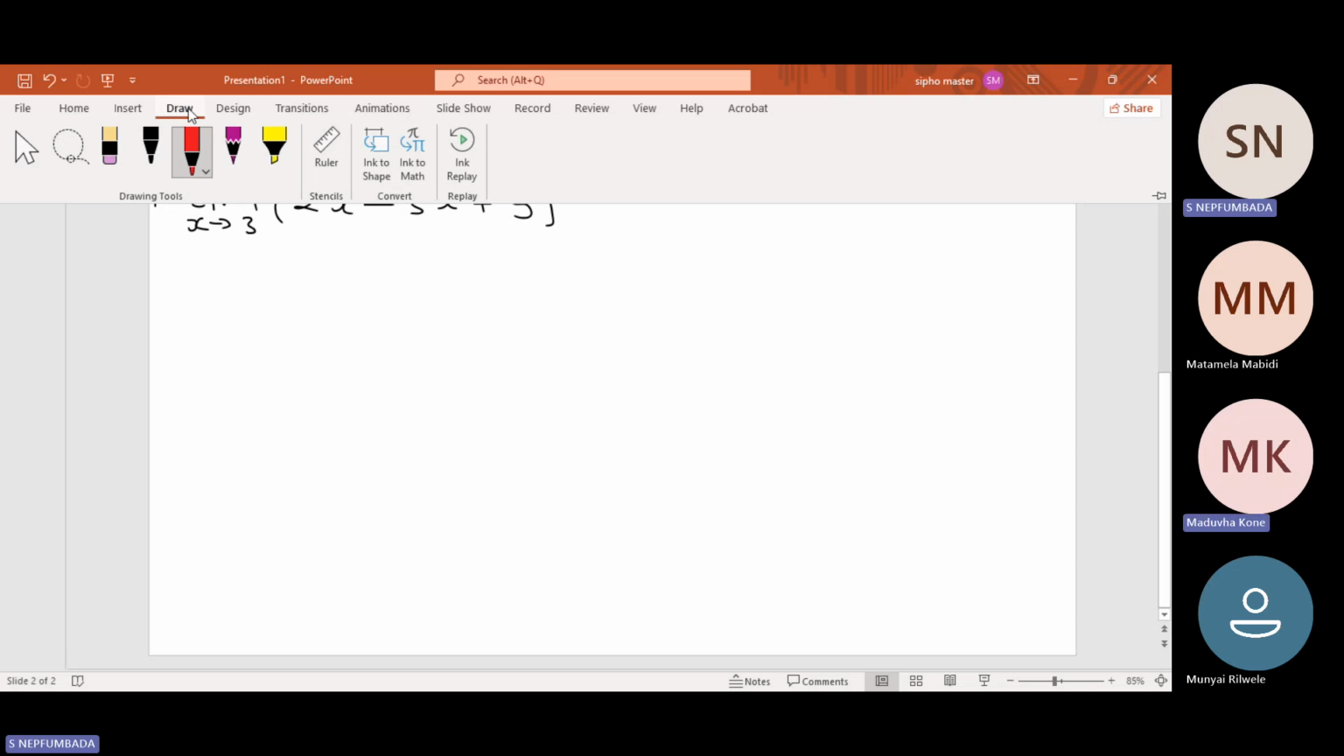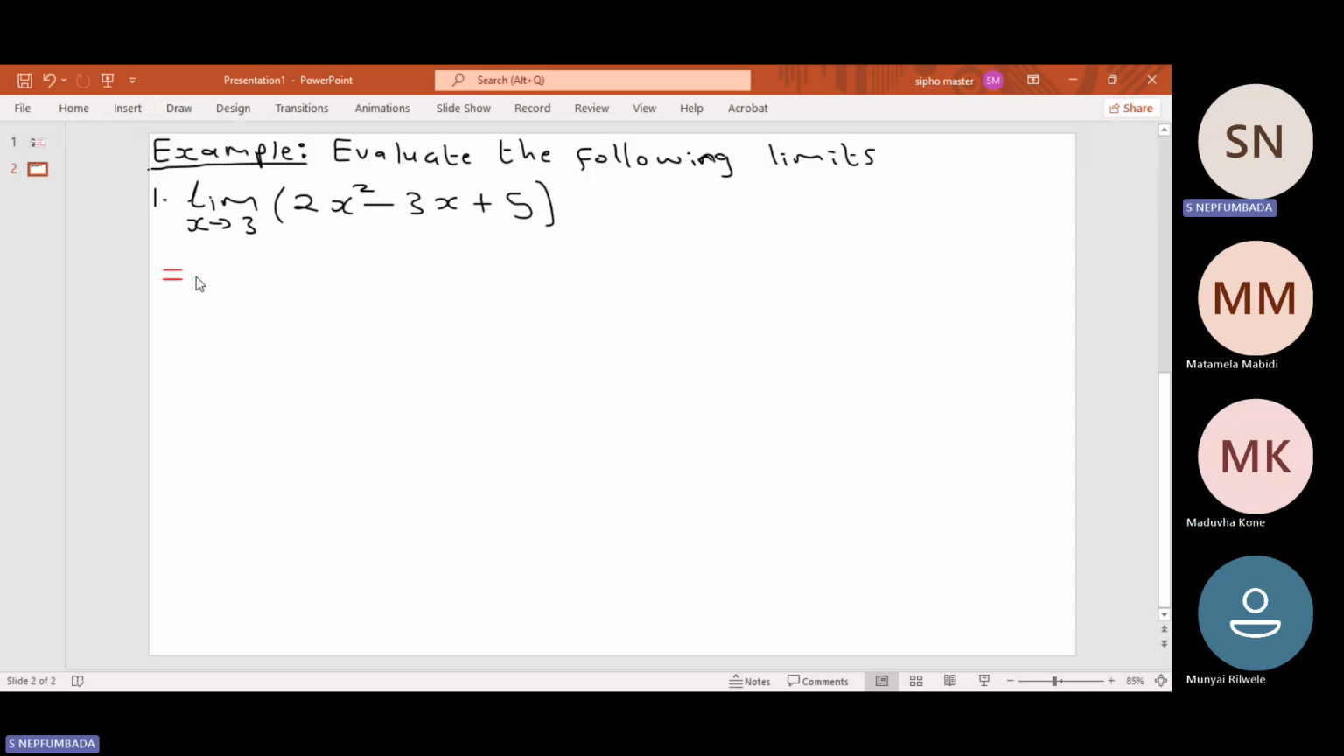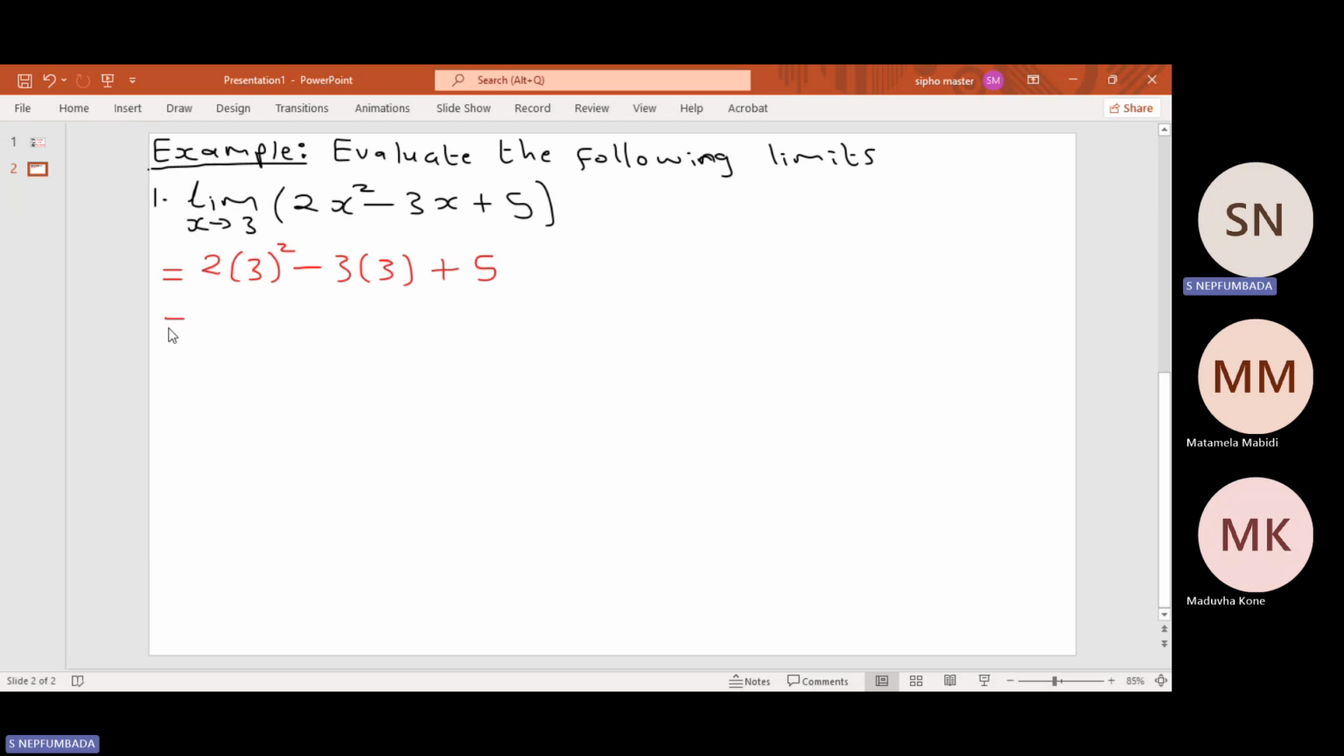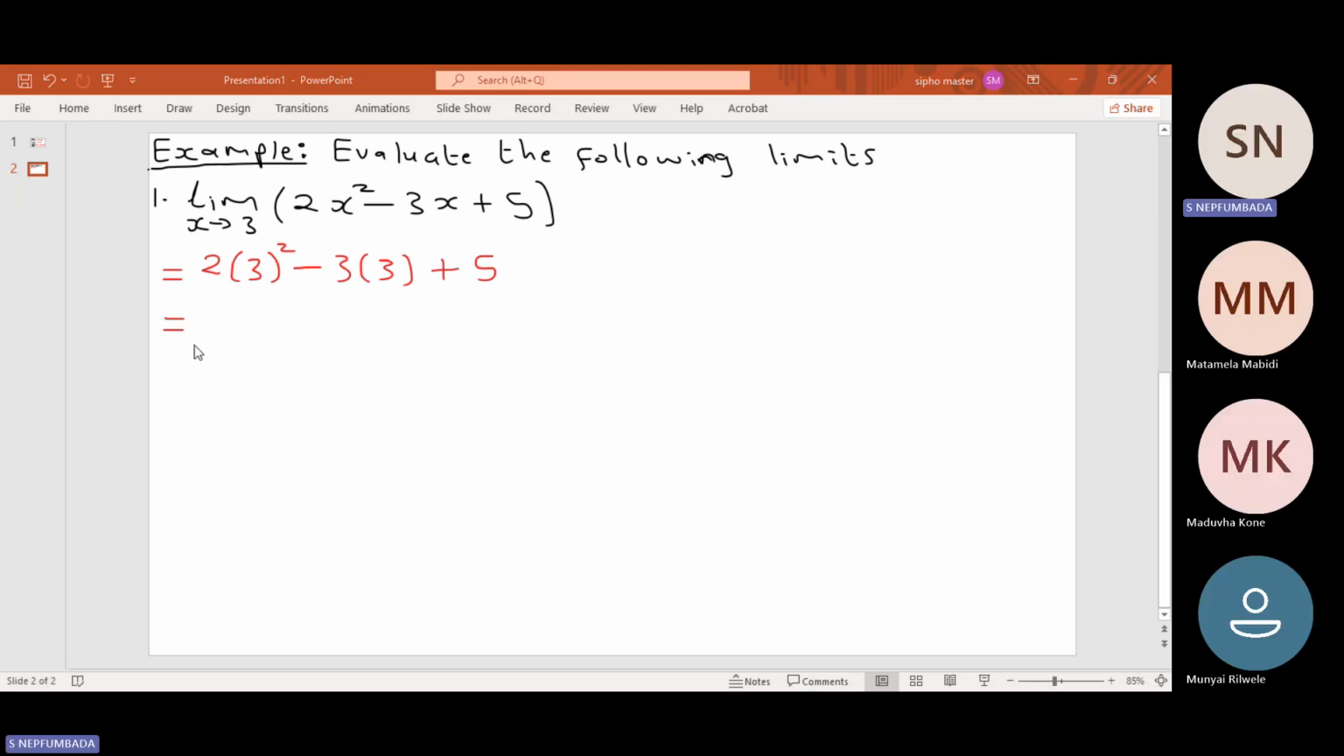So we're going to say this is equal to, now we are going to use a direct substitution. It means where there is an x, we are going to substitute with the 3. Then this is equal to, and this is 5. The limit of a constant is a constant. Did you get it? Then when you press your calculator, what do you get?